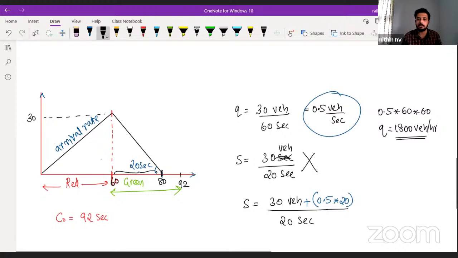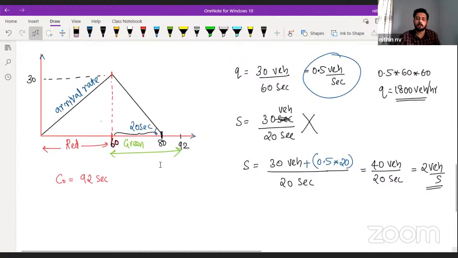Clear? If they are giving such a graph, this is what we have to do. If it was like the previous case, starting from 0, then directly you can take tan theta. Clear, guys? So what it will be? 30 plus 10, 40 vehicles by 20 seconds, nothing but 2 vehicles per second. You can convert into vehicles per hour also. You will get 2 into 60 into 60, 7200. Clear? This is how we are going to calculate it.